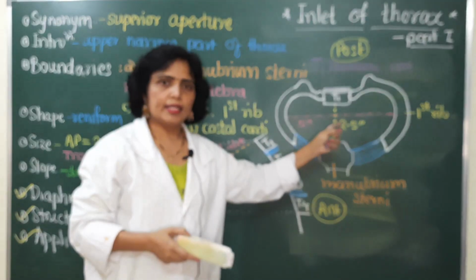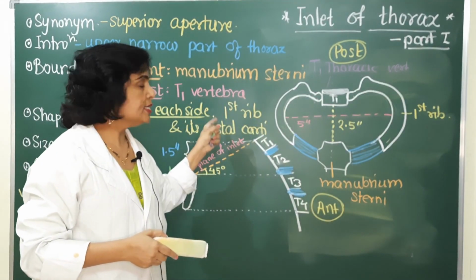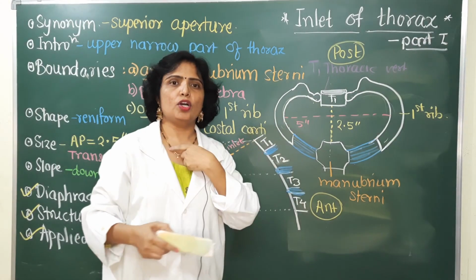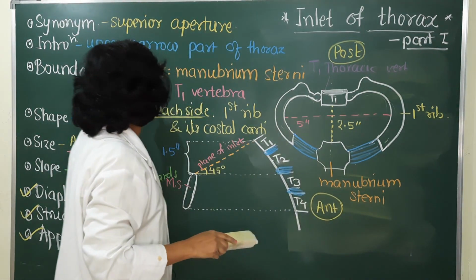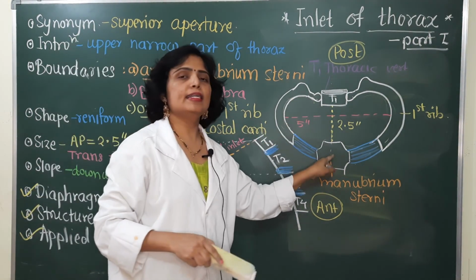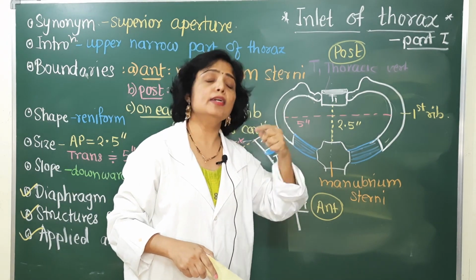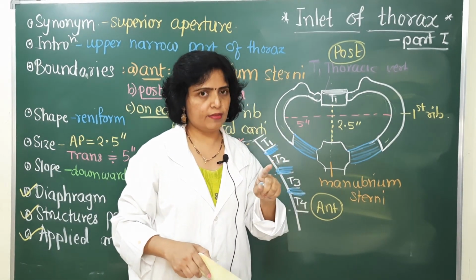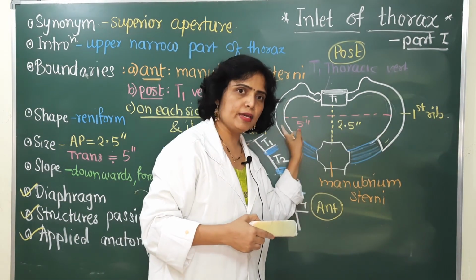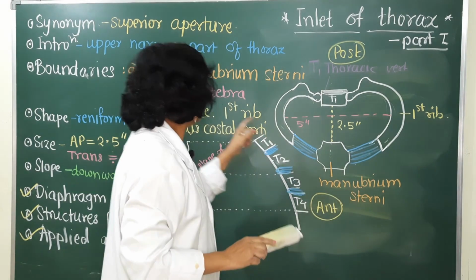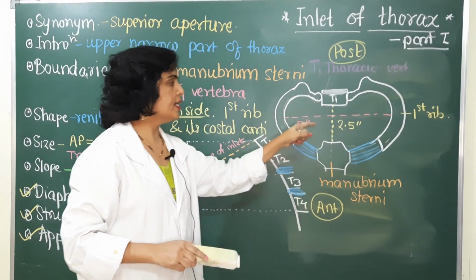See, inlet of thorax is also called the superior aperture of the thorax. Introduction wise, it is the narrow upper end of the thorax through which the thoracic cavity communicates with the root of neck. Now coming to the boundaries, anteriorly it is bounded by the upper border of the manubrium sterni, posteriorly by the superior surface of the first thoracic vertebra, on either side by the inner border of the first rib and its costal cartilage. Okay, that is about boundaries. Shape is kidney shape, reniform.